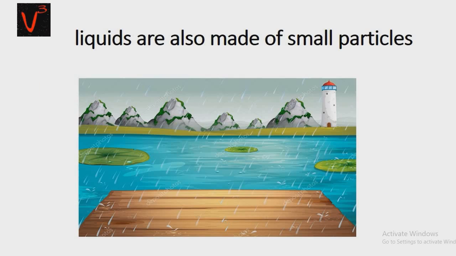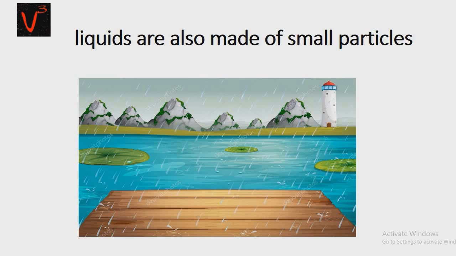Look at the image, children. Here the raindrops that fall on the lake and on the road bounce off back and break up into droplets. These droplets are also made up of tinier particles of water. They make us wet. It means that liquids are also made up of small tiny particles.